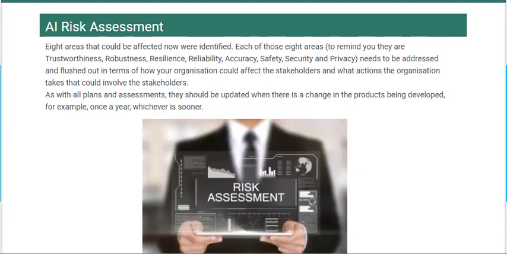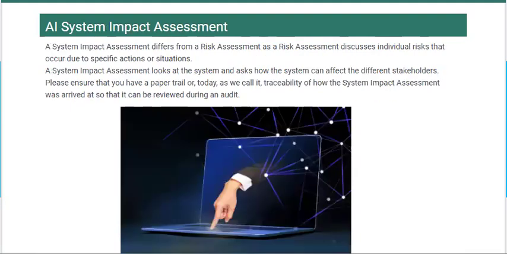AI System Impact Assessment. A system impact assessment differs from a risk assessment, as a risk assessment discusses individual risks that occur due to specific actions or situations. A system impact assessment looks at the system and asks how the system can affect the different stakeholders. Please ensure that you have a paper trail, or, today, as we call it, traceability of how the system impact assessment was arrived at, so that it can be reviewed during an audit.